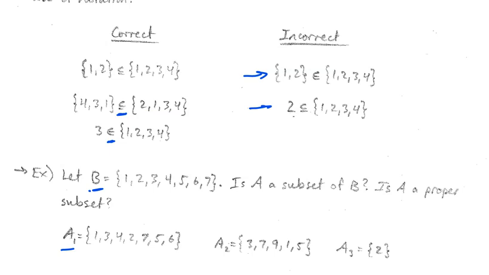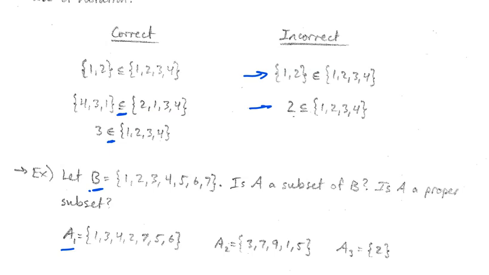Is A1 a proper subset? Is there some guy that's in the set B that is not in here? Well, no, that's not true. Every guy that's in here is also in here. So what we would say is that A1 and B here are equal. So A1 is not a proper subset, but it is a subset.